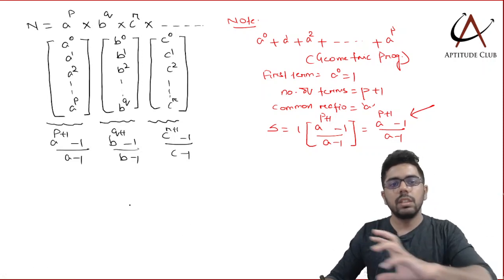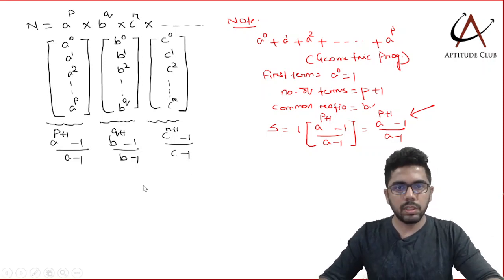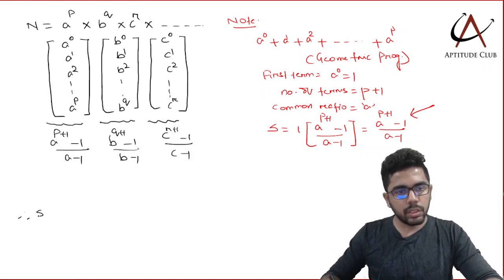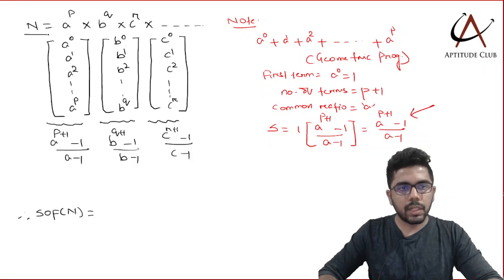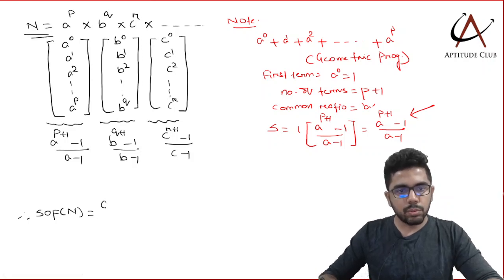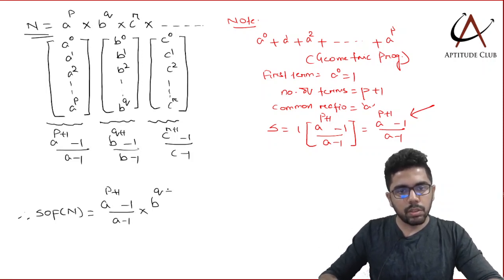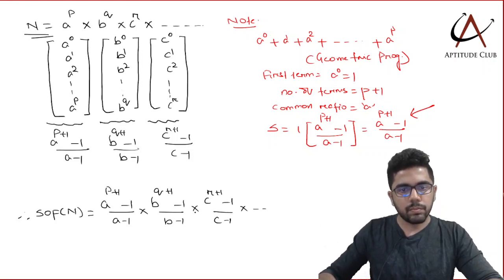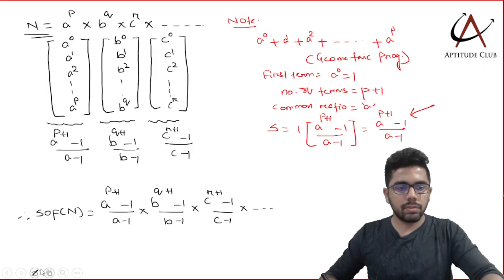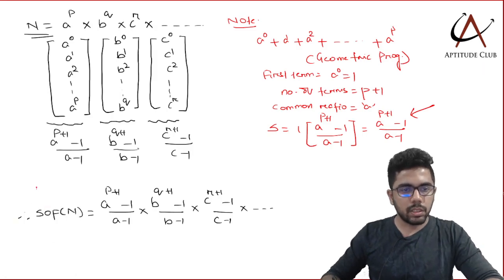And what do you do with these forms? You multiply unka sum individually. Hence this will give you the direct formula for sum of factors of any number. So first prime factorize the number in this way and then just put this formula, a to the power p plus 1 minus 1 by a minus 1 into b to the power q plus 1 minus 1 by b minus 1 into c to the power r plus 1 minus 1 by c minus 1 and so on. This gives you the formula for sum of factors of any number.